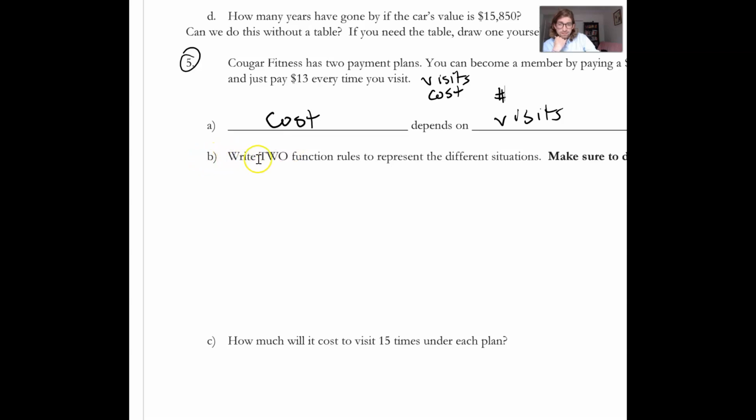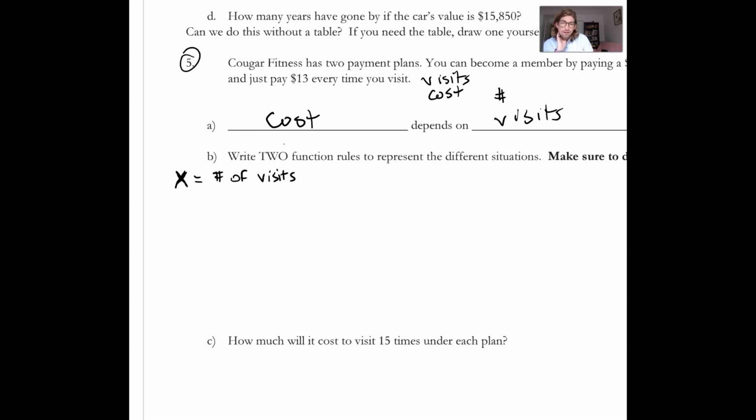Now part B says write 2 function rules to represent the different situations. Make sure to define your variables. So our inputs, we're going to call those x. X is our independent variable. X is going to be our number of visits.